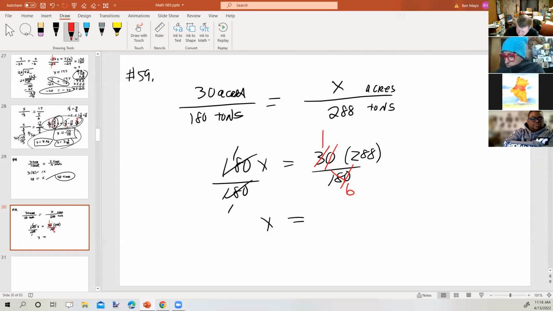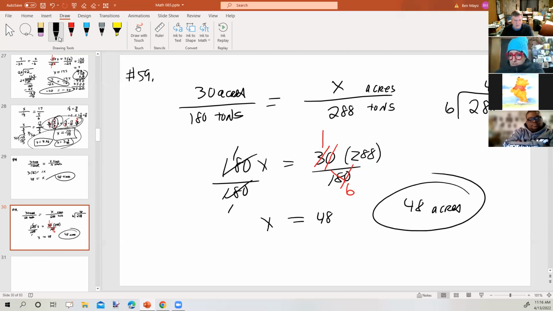So now I need to take 288 divided by 6. And again, if you want to use your calculator, that's just fine. 288 divided by 6 is 48. So the answer, 48 acres. Now, let's talk a minute about units. Pay attention to units. Look at in WAMAP. Do you need to put the units? Are they already included in the answer?